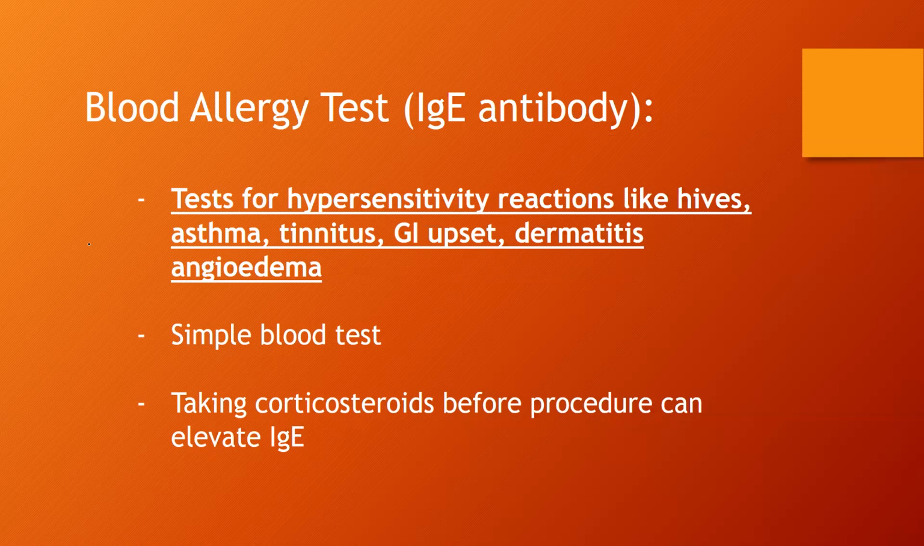The overabundance of IgE can result in asthma, hives, tinnitus. Tinnitus is ringing of the ears, GI upset, dermatitis, i.e. rash, angioedema, when your face swells up. See, all these are things you will see in like a bee sting or an allergic reaction, right? It's a simple blood test.